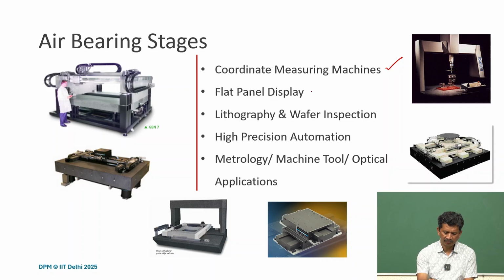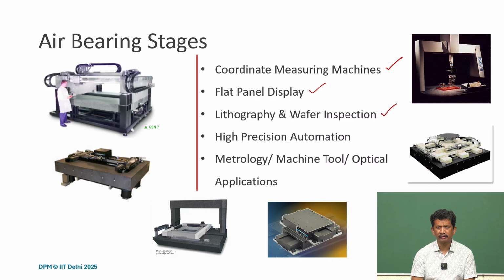For making flat panel displays, display systems are everywhere now, and these are used for displays for TVs, for computers. So it's everywhere, and for the manufacturing, the yield, the kind of precision required is again very high.